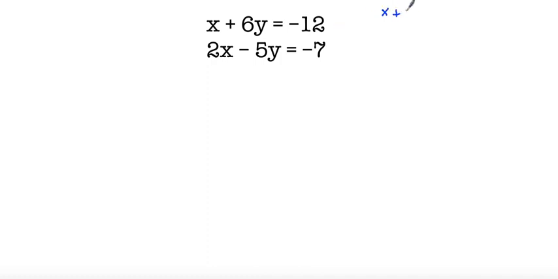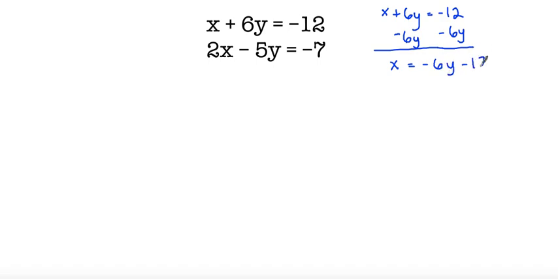So x plus 6y is equal to negative 12. So if we subtract both sides by 6y, we end up with x is equal to negative 6y minus 12. And so we're going to take this x value and we're going to substitute it into our second equation because we rearranged the first, so we'll substitute it into the other equation.